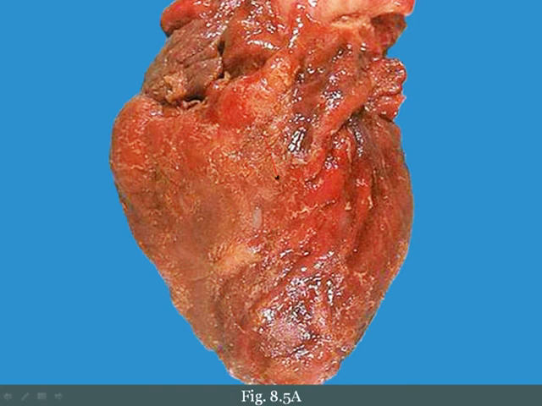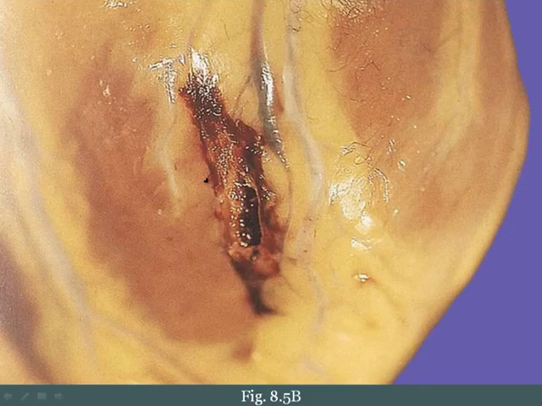So notice that you can kind of see this shaggy appearance to the surface of the heart. This represents fibrinous pericarditis. Of course, very high yield to know that fibrinous pericarditis would only occur with a transmural infarction, and you would not see it with a subendocardial infarction. Now eventually the next thing that will happen is that the macrophages will come in, and of course they come in from day 4 to day 7.